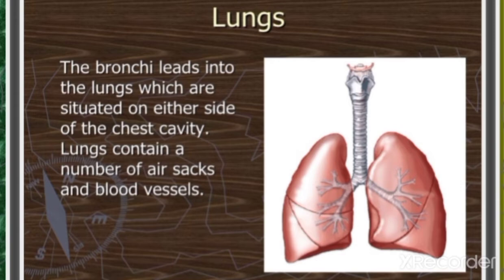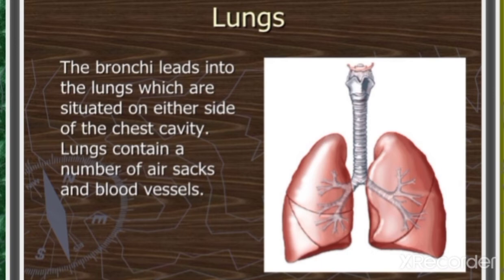Why is the left lung two-lobed? Because there is the heart present there, right? The heart is present beneath the lungs, near the lungs, no? So on the left side, the lung is smaller as compared to the right side lung. That means the left side has two lobes and the right side has three lobes.